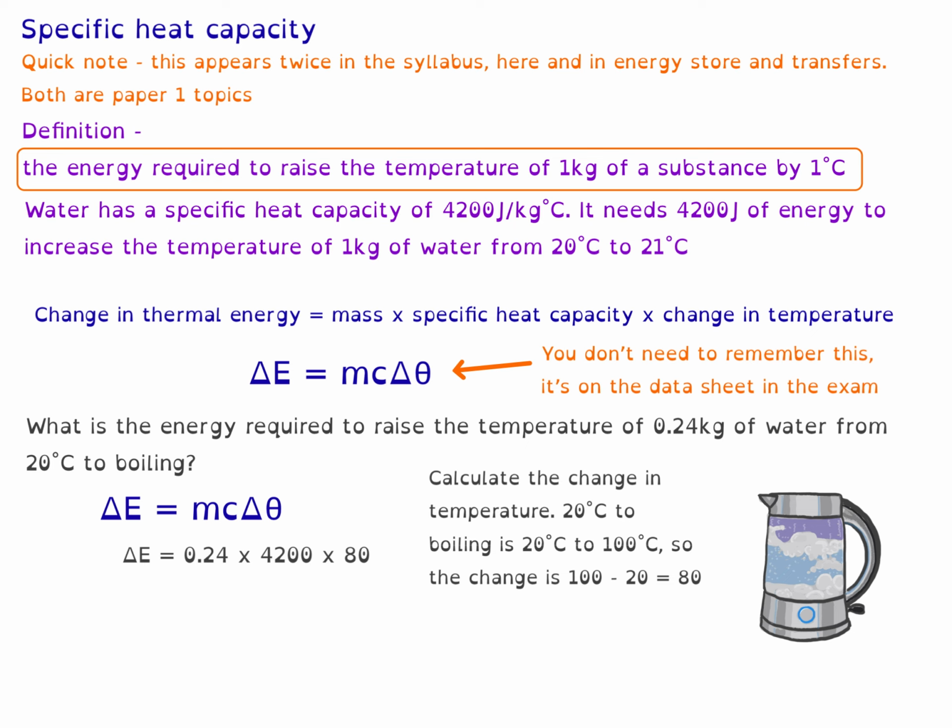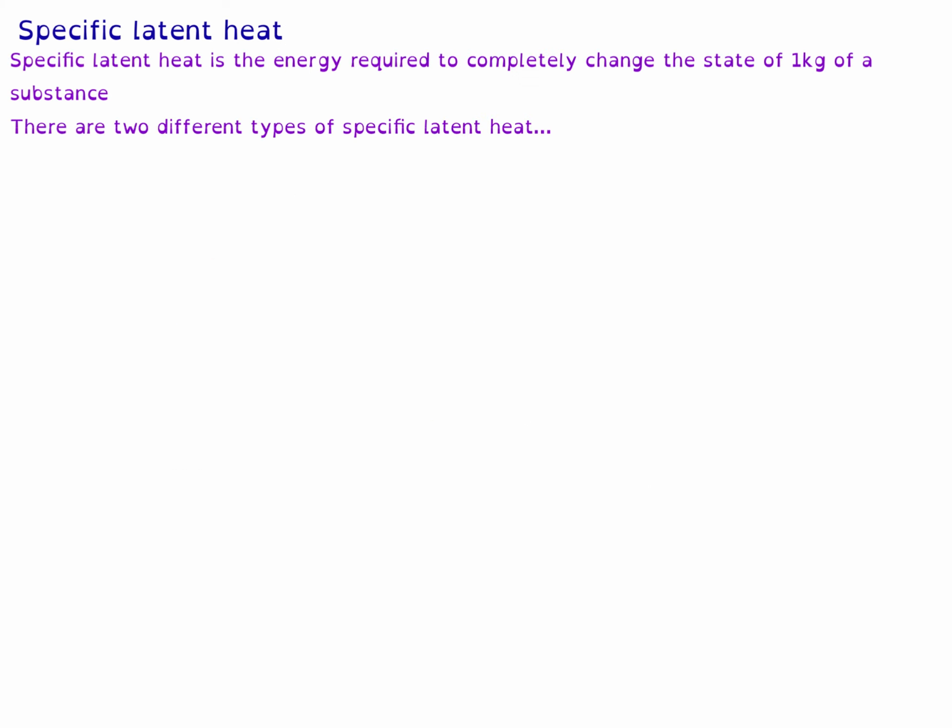And this gives us a change in energy of 80,640 joules. Specific latent heat is the energy required to completely change the state of 1 kilogram of a substance. There are 2 different types of specific latent heat.